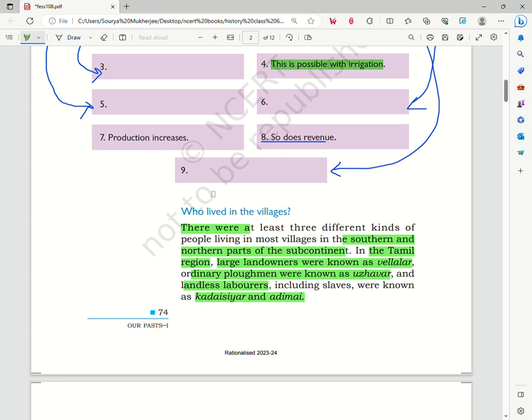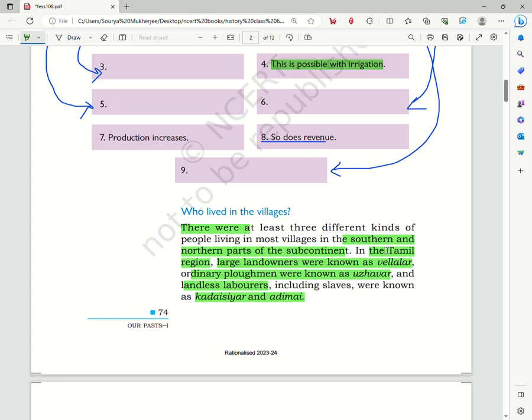So we see that in the villages there were broadly three types of people. One is the large landowners. These people owned large tracts of agricultural land. Next are the ordinary plowmen. These are generally small farmers who worked on their own fields. And the third is the landless laborers or slaves, known as the Kadaisiyar or the Adimai. These people basically worked on the lands of the big landowners and did other menial jobs as slaves. So this is basically the broad division of village society.